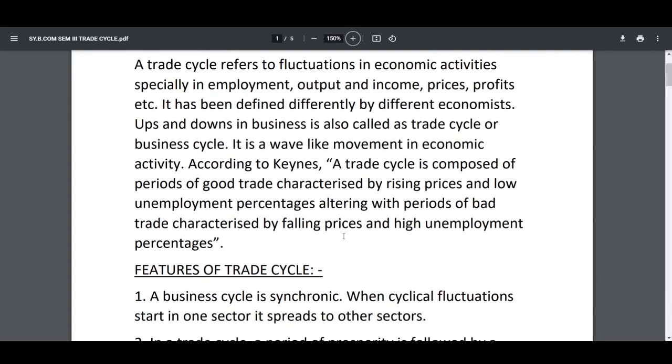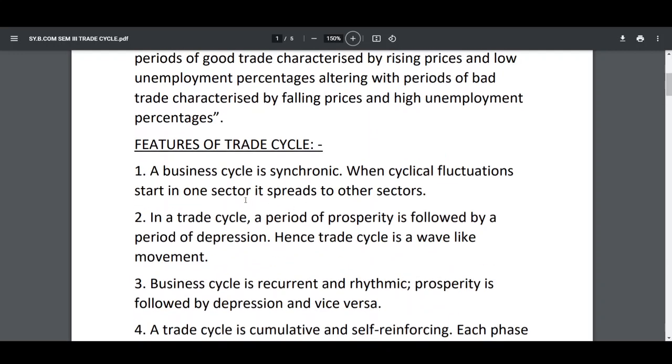According to Keynes, a trade cycle is composed of periods of good trade characterized by rising prices and low unemployment percentages, alternating, means changing, with periods of bad trade characterized by falling prices and high unemployment percentages.